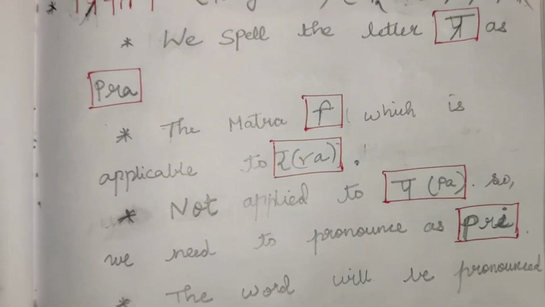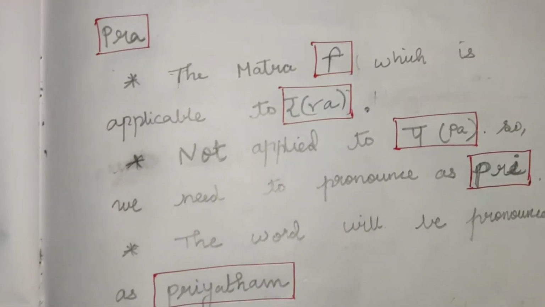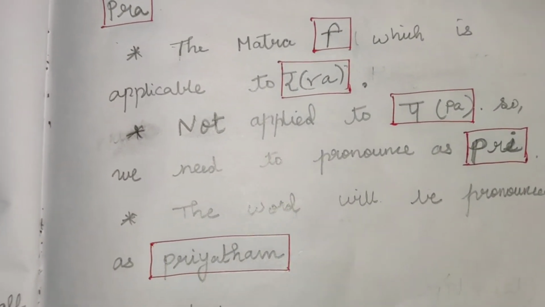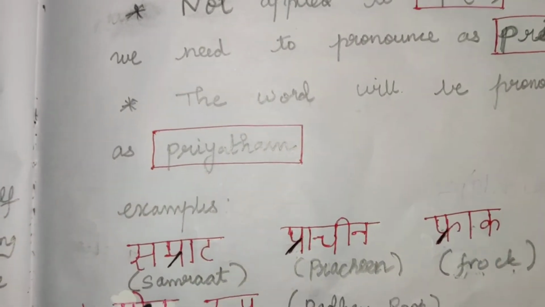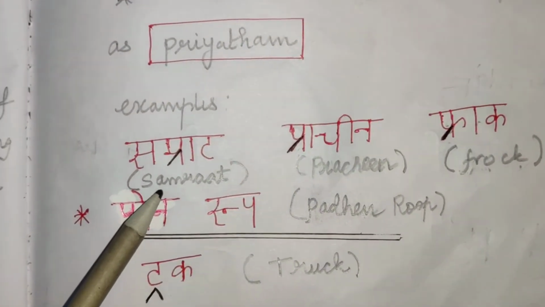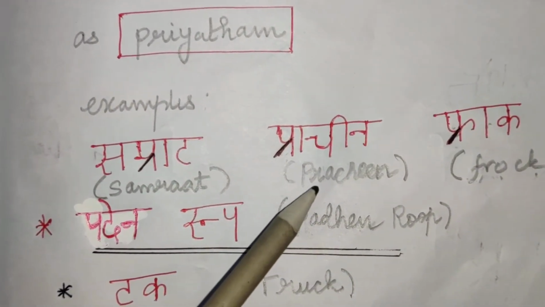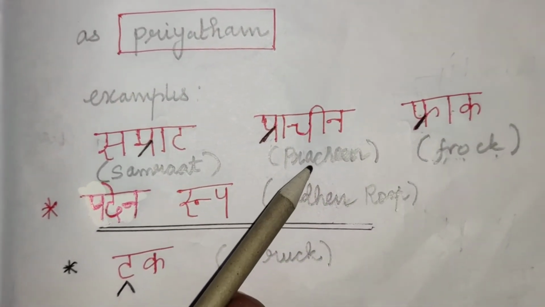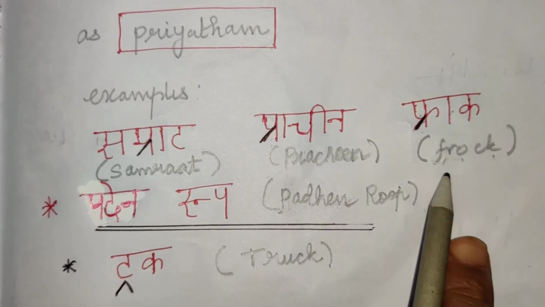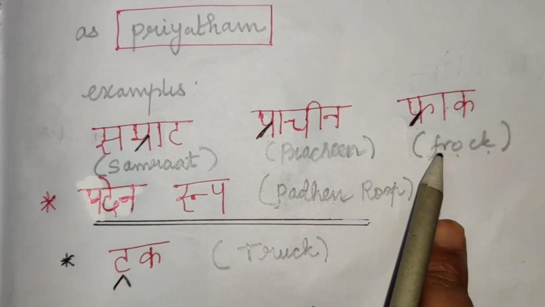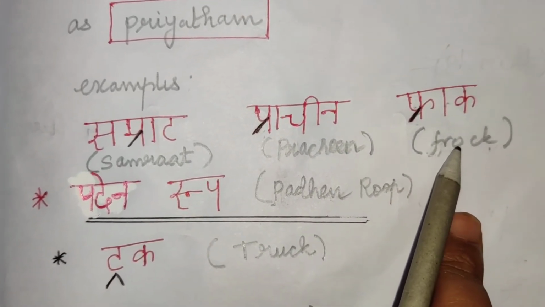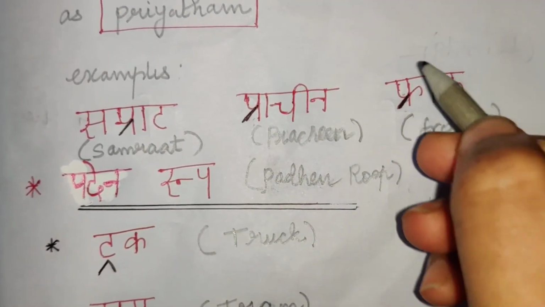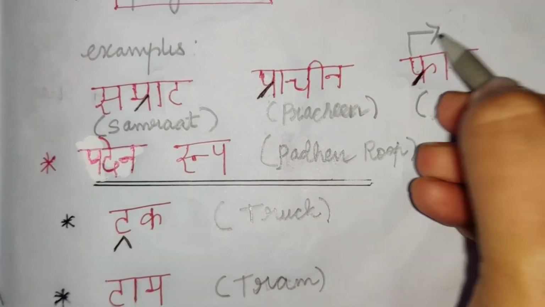Priyatam means favorite. Another example for applicable matras I'll be saying is Samrat. Samrat means emperor. Prachin means old or ancient. And frog. So here the frog will be, this is an English word, frog. So how you need to understand in Hindi, frog means Fa.